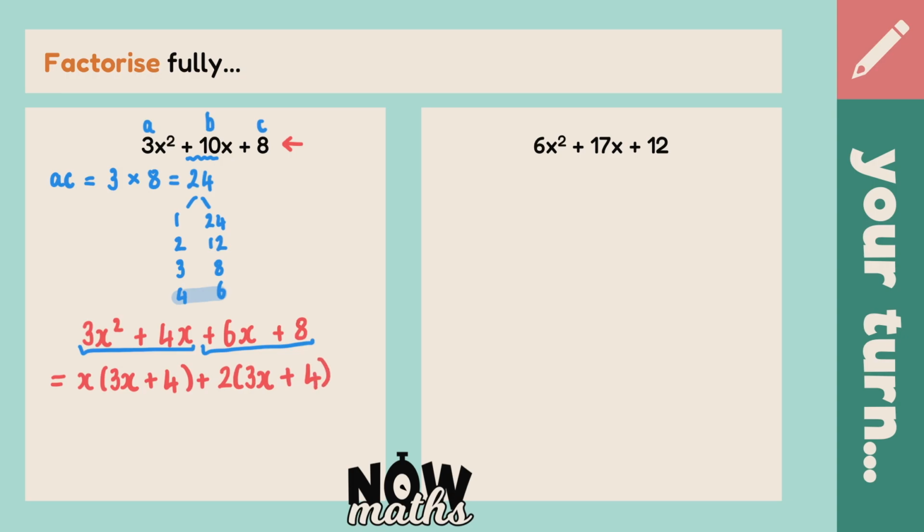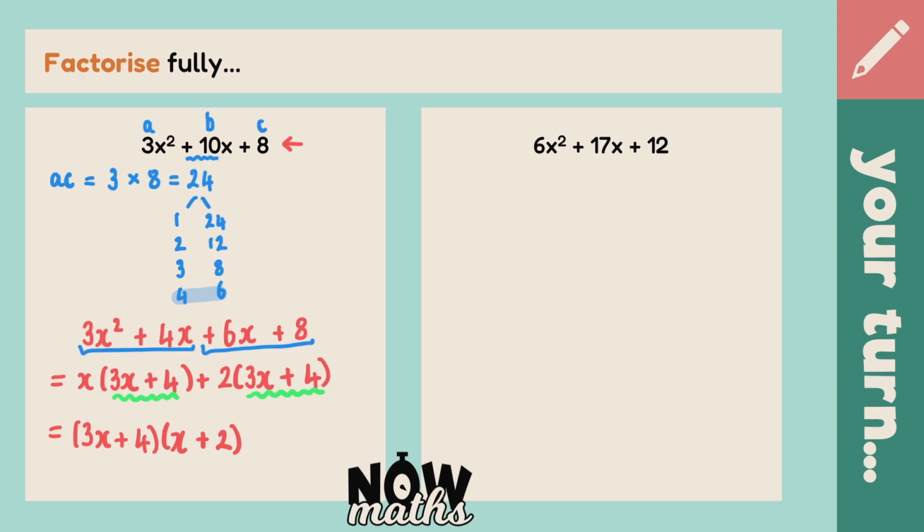We now have a quadratic with 2 terms in it, and both terms have a common factor of 3x plus 4. So we factorise again by taking out a factor of 3x plus 4, and dividing the first term by 3x plus 4 gives us x. Then dividing the second term by 3x plus 4, we get 2. And this is our fully factorised quadratic.